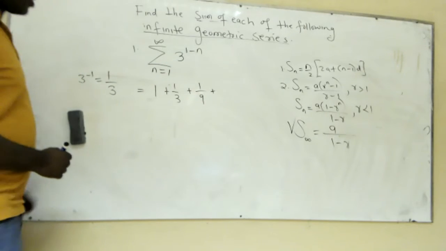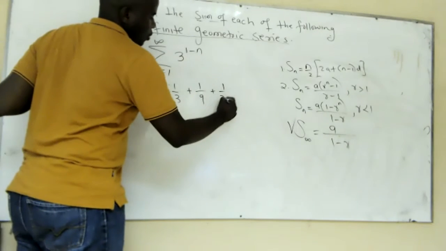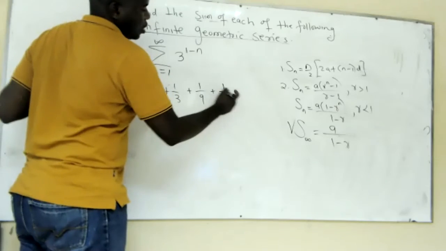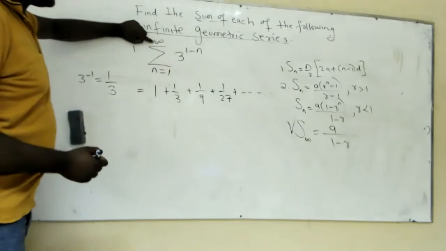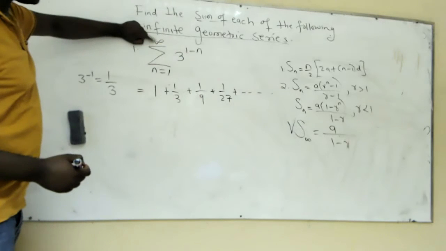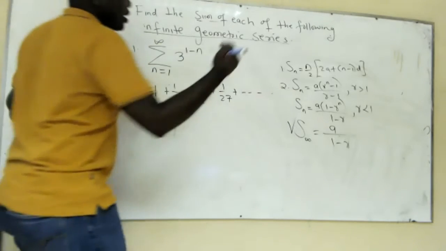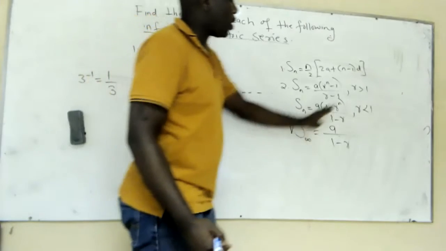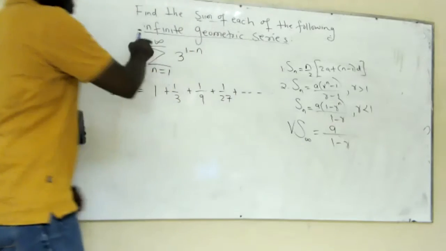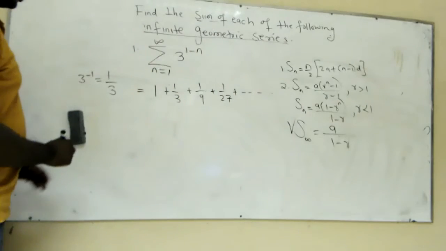1 over 27. Very true. We are going to have 1 over 27. But now we are having endless terms in this case because we have sum to infinity. In other words, we are not going to have a last term. It's only on this sequence where you will not have the last term because it goes up to infinity.